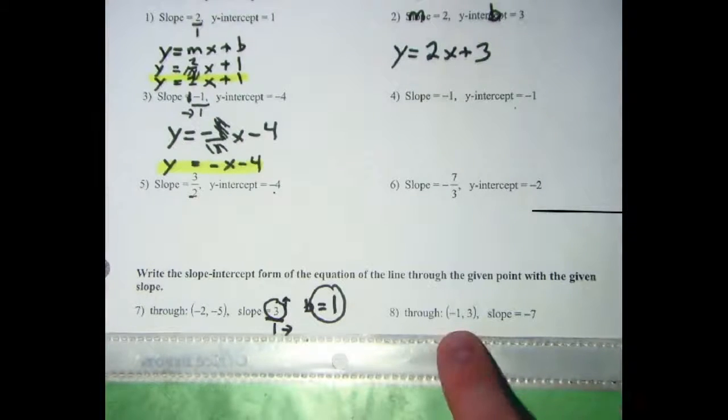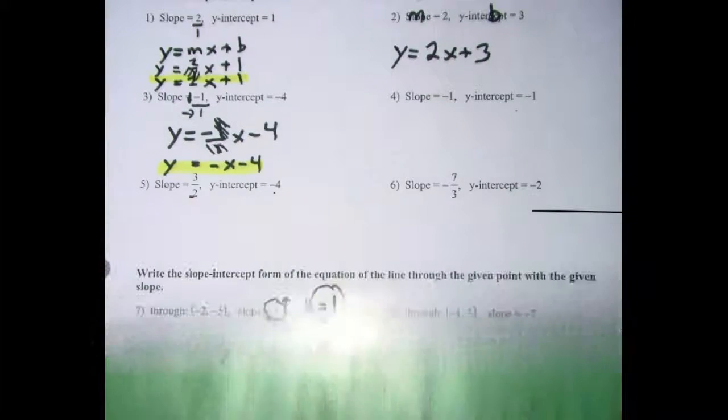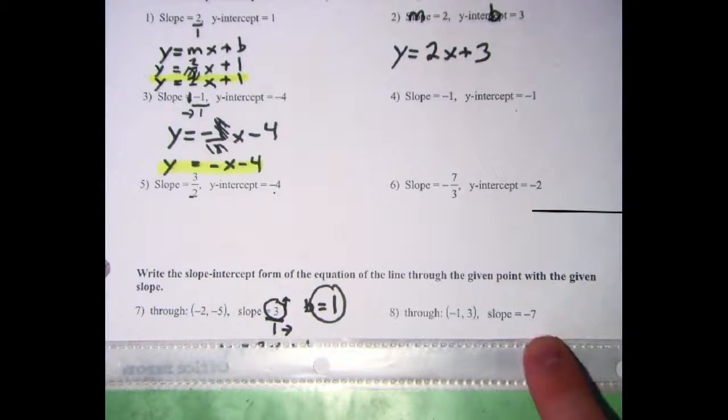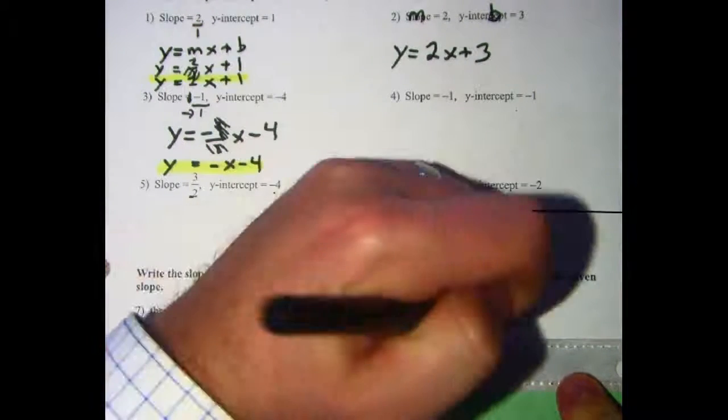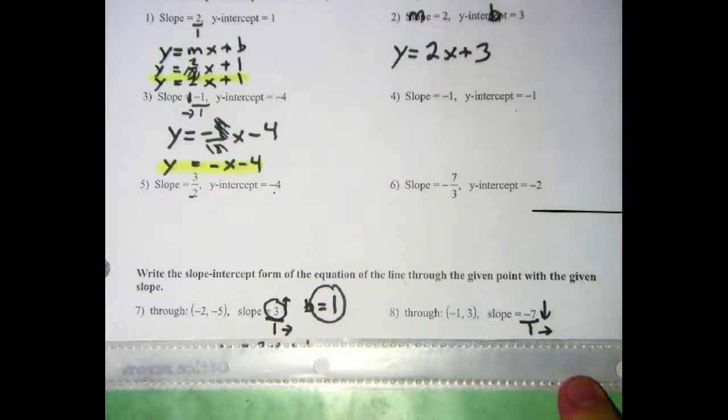So we're going to start at -1, 3. So let's start there. -1, 3. So to the left 1, up 3. There's -1, 3. And our slope is -7, or -7 over 1. So that's down 7, right 1.